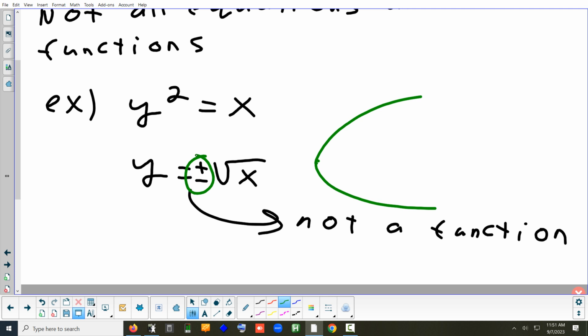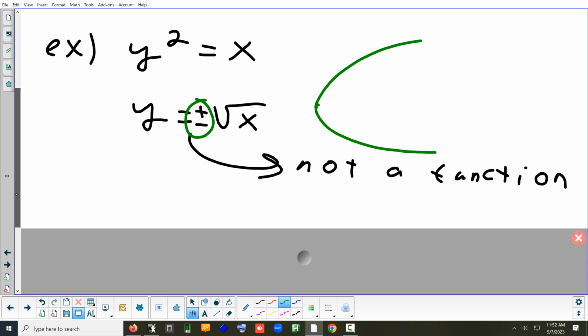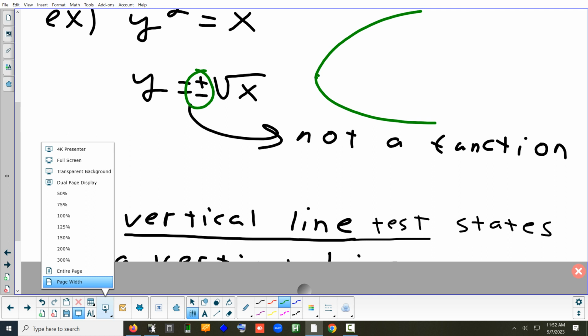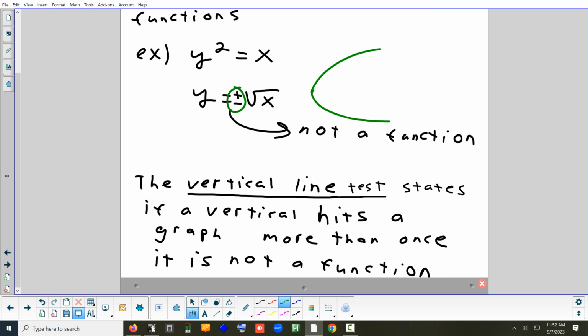If you take away the minus there, then this definitely is a function. Take away the bottom half, it's fine. Take away the top half, it's fine. But when you put the top and the bottom half together and make a sideways parabola, it's not a function. And it fails what's called the vertical line test. So vertical line test, very simple idea. If you draw a picture of something and a vertical line hits your picture more than once, then whatever you just drew is not a function.